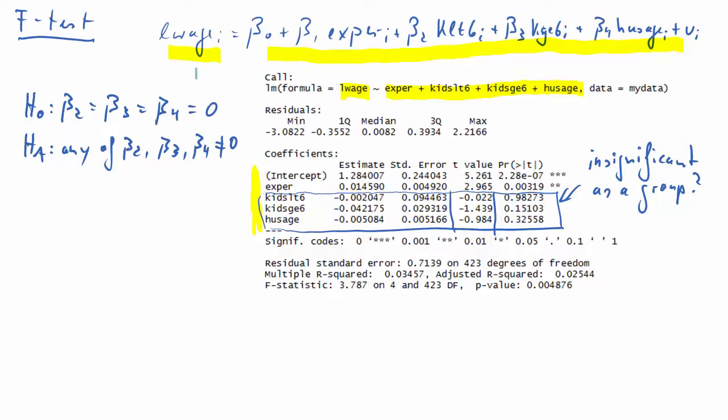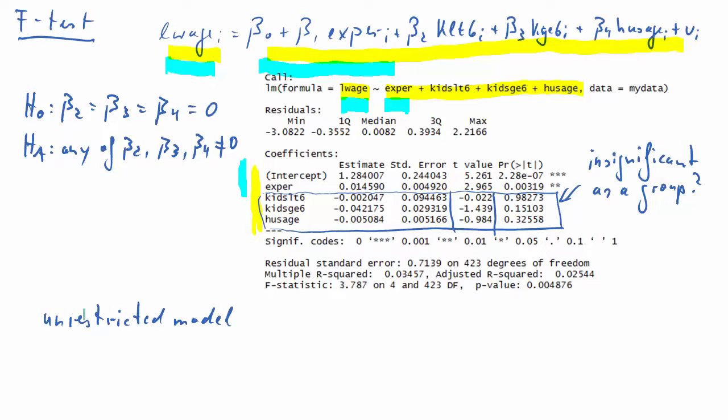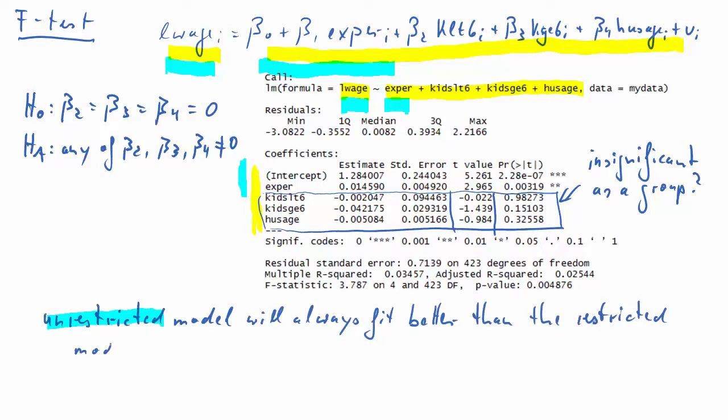So let's think about how the model looks if the null hypothesis was true. Then we would have as explanatory variables only the constant and experience. So that would be a restricted or shorter or smaller model. Of course, we know that restricted models will have worse fit. So it's important to understand the following. The unrestricted model, which is actually the yellow model, not the blue model, will always fit better than the restricted model, which is really the blue model, not the yellow model.